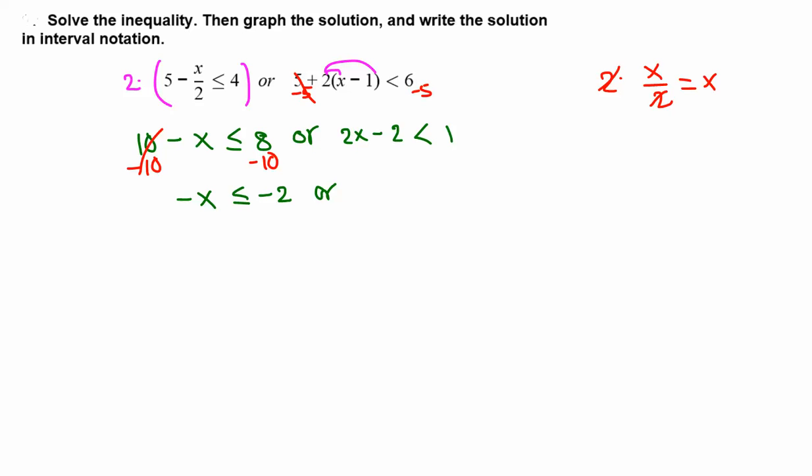Or in this case, we have 2x, move 2 over, add 2. So 2x is less than 1 plus 2, which is 3.